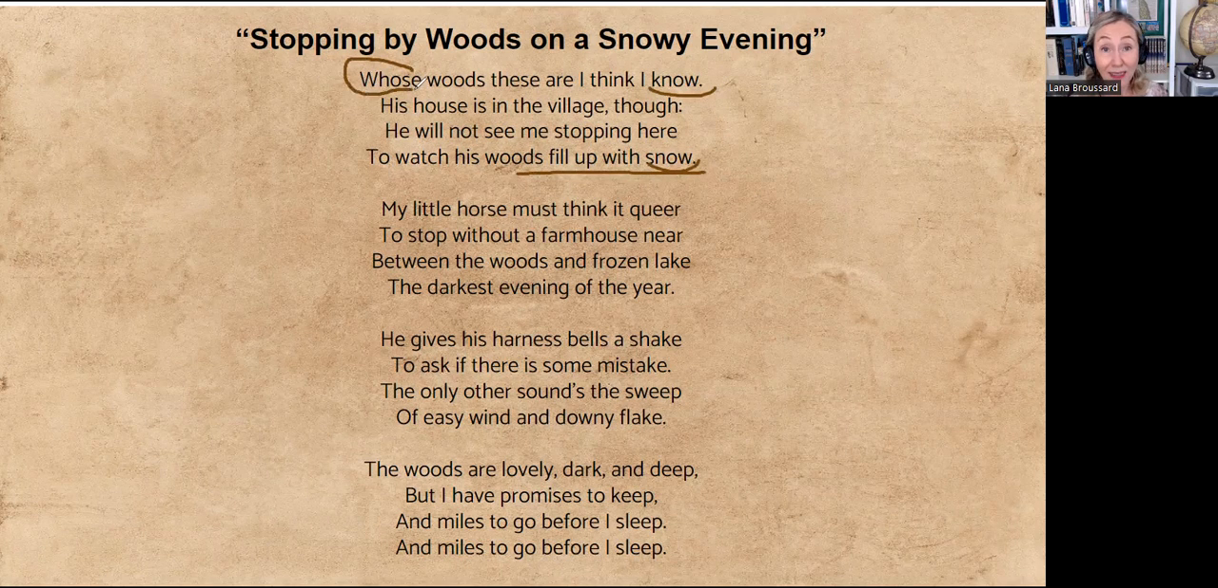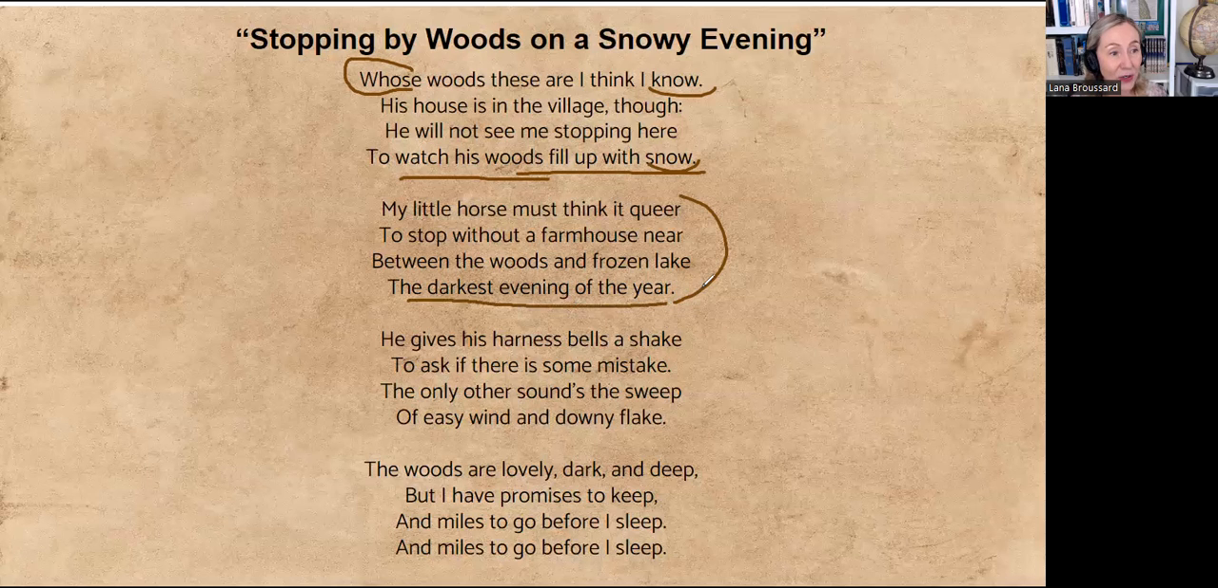Whose woods are they? Would that person mind the traveler being there? What are your thoughts? Why is he sitting there watching for a bit? The woods fill up with snow. The next part: my little horse must think it queer to stop without a farmhouse near, between the woods and frozen lake, the darkest evening of the year.